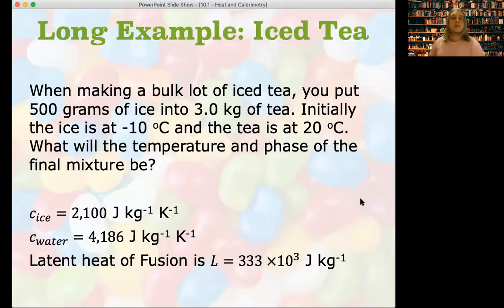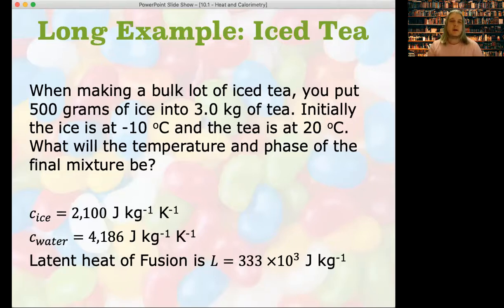So we're making a bulk lot of iced tea. We have 500 grams of ice. We have 3 kilograms of tea. The ice is at -10 degrees C and the tea is at 20 degrees C. We want to know the final temperature and phase of the final mixture. So we're putting 500 grams of ice into 3 kilograms of tea. They both start at different temperatures. We want to know what the final temperature and phase will be. So is the ice cold enough to make that 3 kilograms of tea cool down and freeze it all? Or is the 3 kilograms of tea warm enough that it will melt all the ice and it will heat it up to 0 and melt it and then heat it a bit more? What's going to happen? Where are we going to end up?